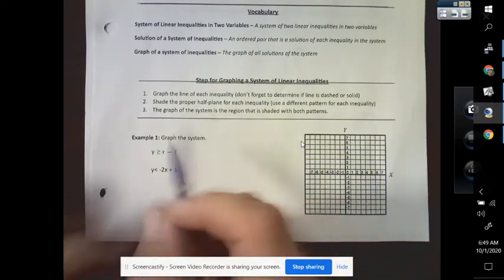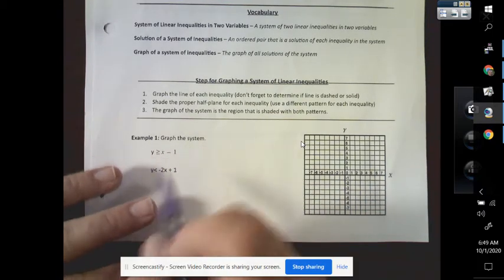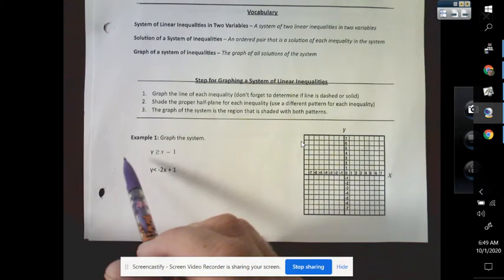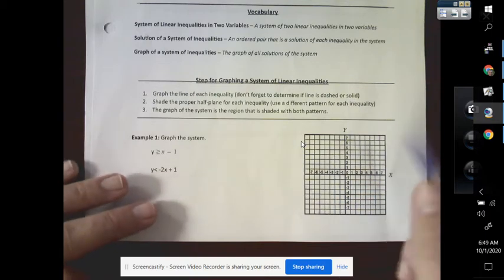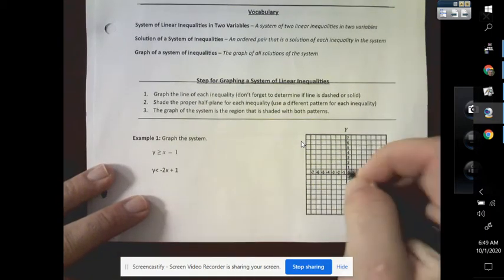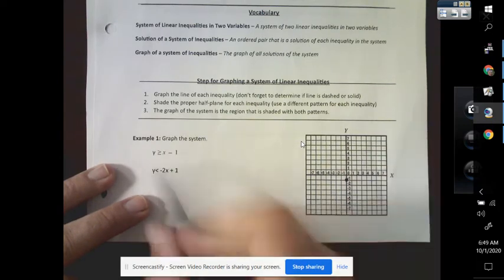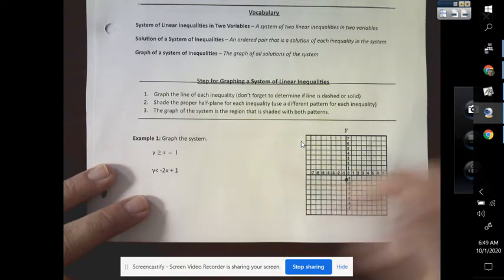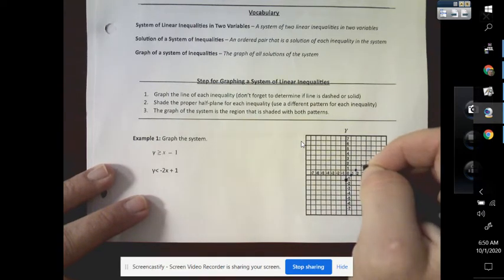Graph it. It's already in y equals mx plus b form, so we get kind of lucky here. Here's the thing with these. Take your time, all right? Sometimes it's really good to use a pencil, and I'm gonna show you guys about shading in one direction. y is greater than or equal to x minus 1. My y-intercept is -1. I come down here, I plot a point. My slope in this one, even though it just says x, is going to be 1 over 1, so up 1 over 1. And I'm just plotting a few points.